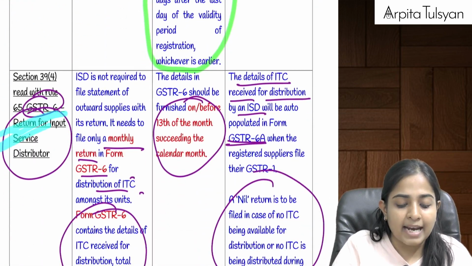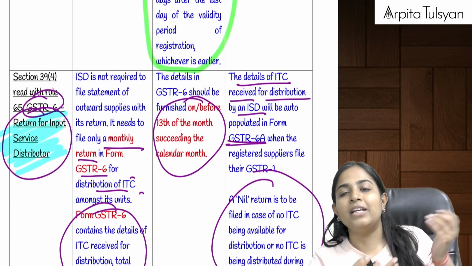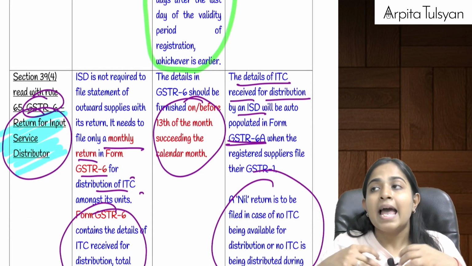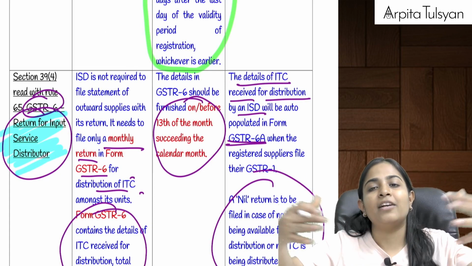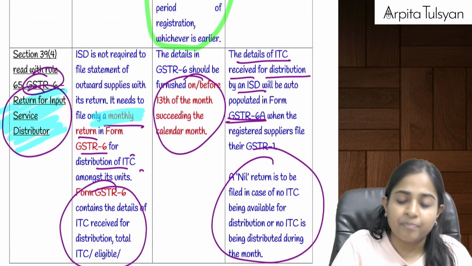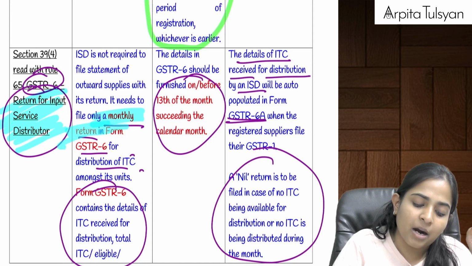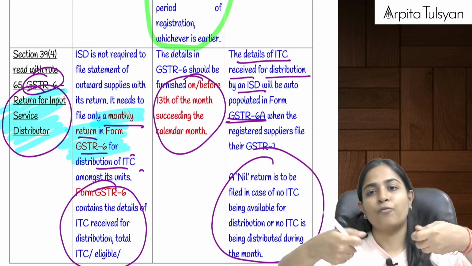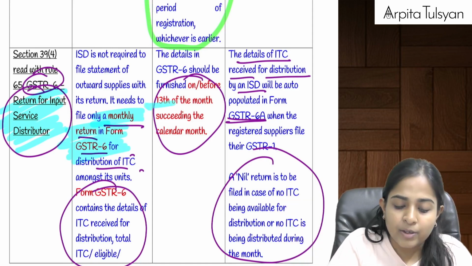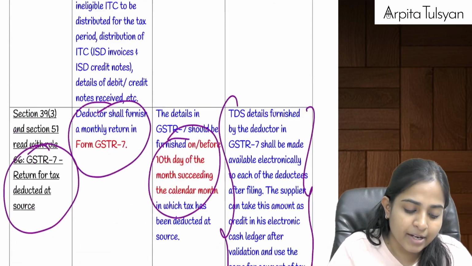Similarly, ISD. ISD is a person who was taking all the inward supplies of services and taking full credit, and then distributing it to its offices. ISD was again not required to file GSTR 1 and 3B. So it will be filing a monthly return in form GSTR 6 for distributing the credit to its units. That has to be filed before the 13th of the next month. Are you clear with this?